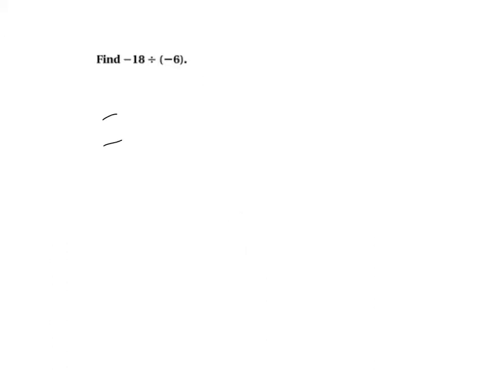Negative 18 divided by negative 6. So a negative divided by negative will be a positive. And 18 divided by 6 gets me a 3. So it'll be a positive 3.